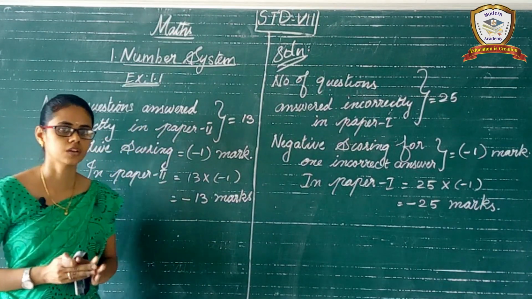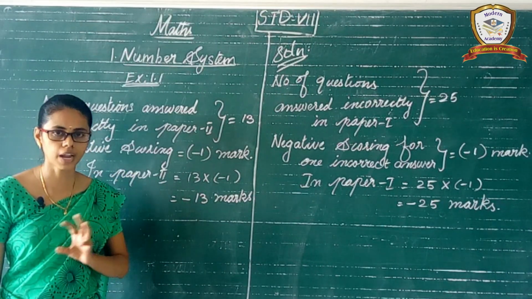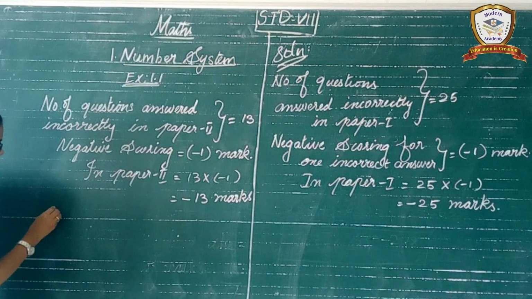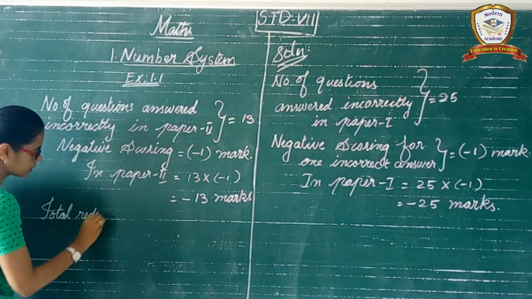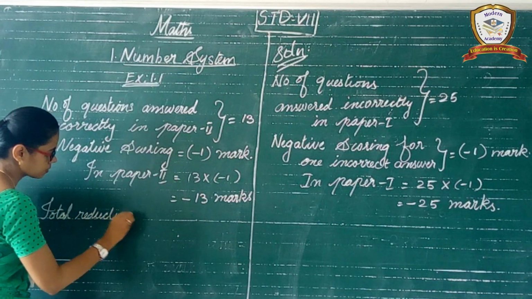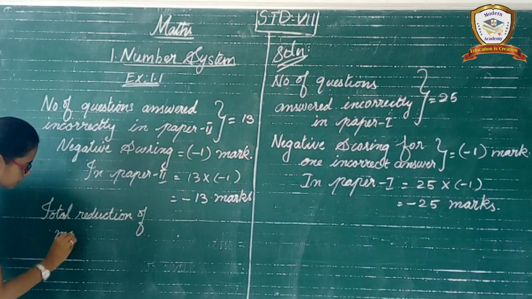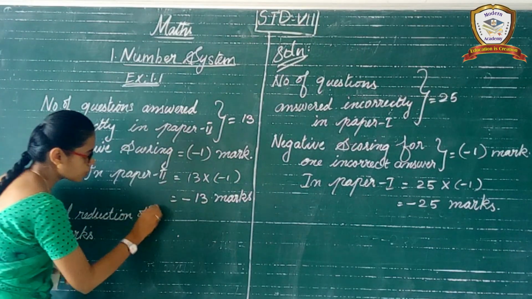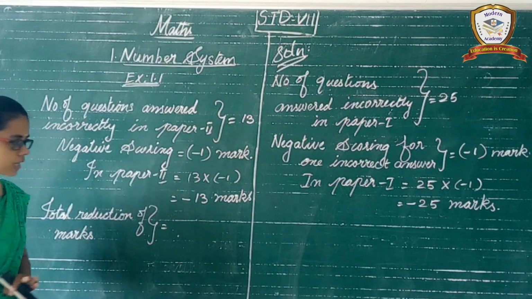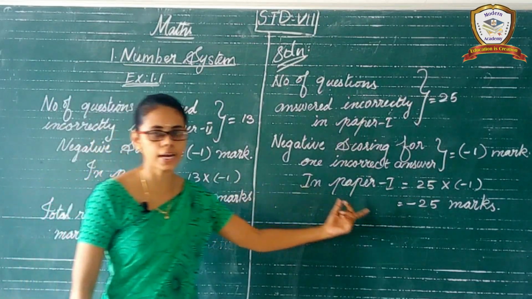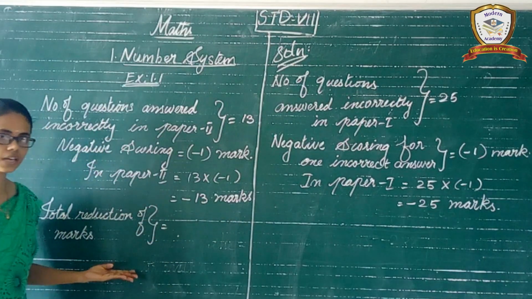What are they asking? Finally, find the total reduction of marks. So listen, total reduction of marks, they will ask. Total means we need to add. Clear? So in paper 1 and paper 2 we have to add, and finally we get the answer.